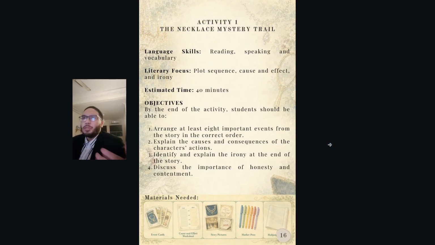Now, when it came to the first activity, we started to focus on the plot sequence, the cause and effect, and the irony used. So they should be able to arrange the events in the correct order, explain the causes and consequences of it, and identify what the irony is at the end of the story.